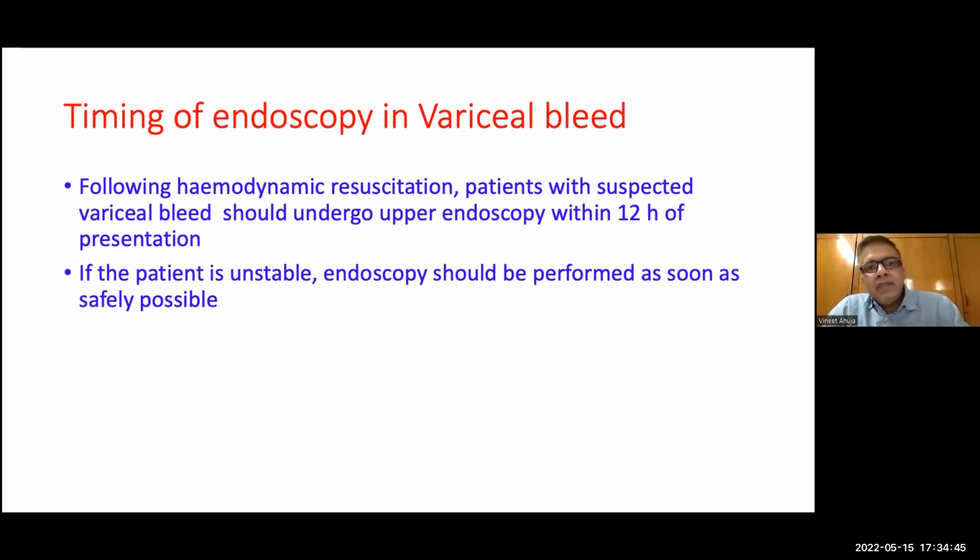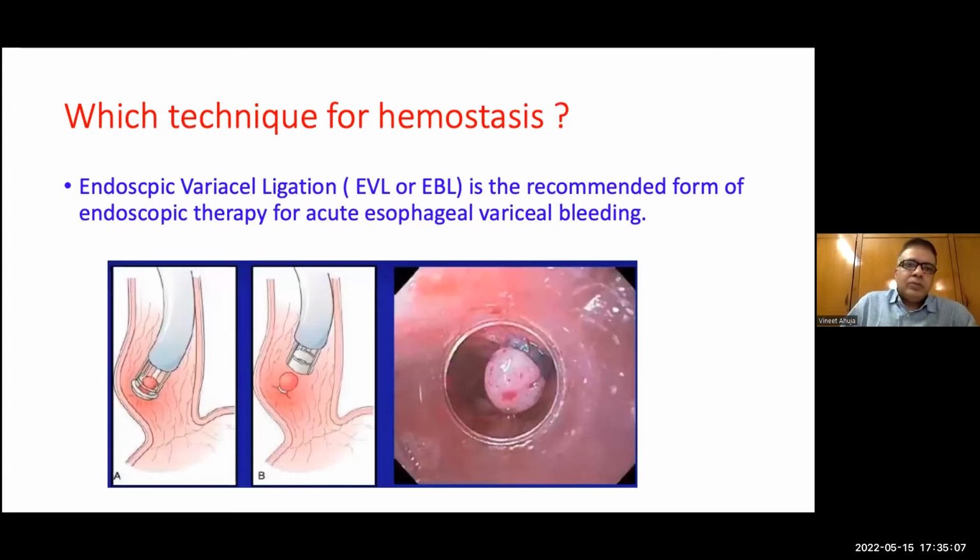What is the timing of endoscopy in variceal bleed? You have started vasoactive drugs, you have stopped PPIs, you have started antibiotics. When are you going to do an endoscopy? Endoscopy should be done in all cases, but after resuscitation and within 12 hours of presentation. If the patient is very unstable, then endoscopy may be performed as soon as safely possible.